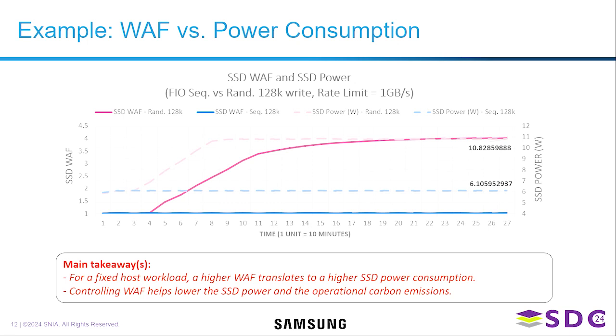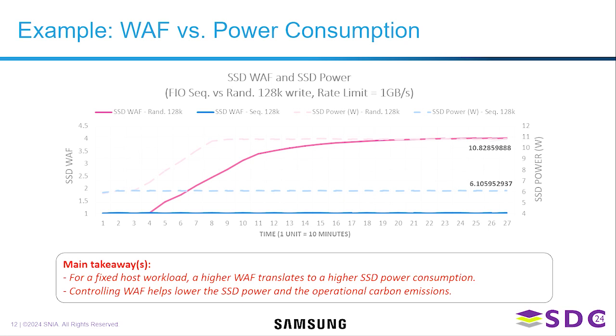So if you look at the solid blue line, you can see that the WAF stays 1 throughout because it's a sequential write. That's what you'd expect. And also if you see the power, the dotted blue line, you can see that there aren't too many variations and the power is kind of constant. And in this case, it was 6 watts. But now if you look at the random write case, initially the WAF was 1 till your SSD got full. And as your SSD started getting overwritten, you can see that the WAF goes very high, all the way up to 4 roughly. And you can see that the SSD power has a similar trend.